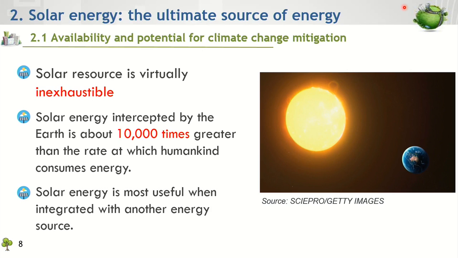However, the amount of solar energy that could be put into human use depends on various factors, including the location, land availability, meteorological conditions, as well as technological availability. In addition, due to the inherent variability of sunlight, solar energy is most useful when it is integrated with another energy resource to be used when the sunlight is not available.